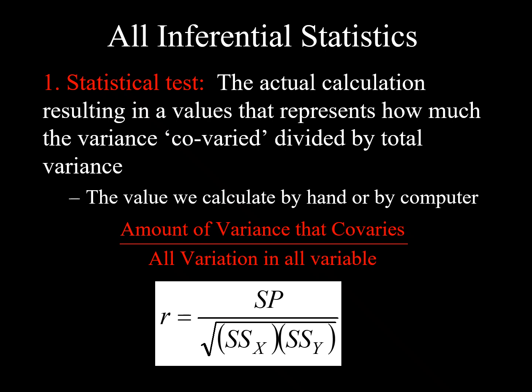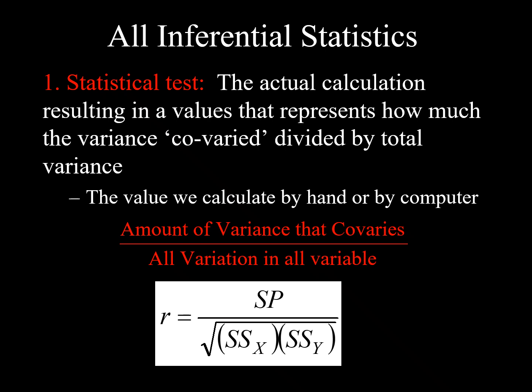They may get very complex in their mathematical calculation. In other words, we may calculate it by hand or we may have a computer program calculate it, but all of them are going to be following this basic concept: isolating the amount of covariance between two variables or more divided by the total variance in our actual study. So that's what we're actually calculating.